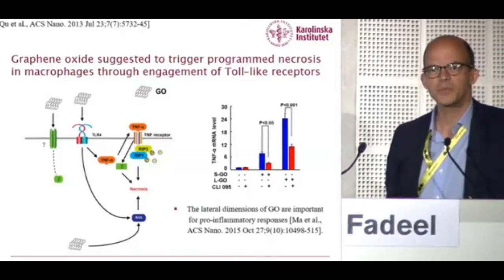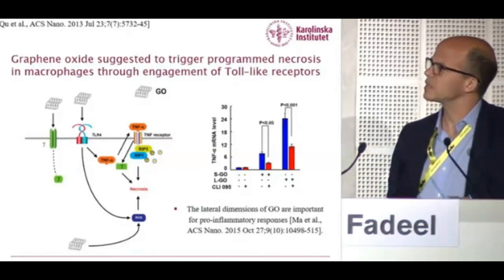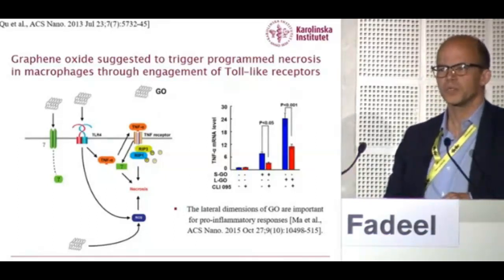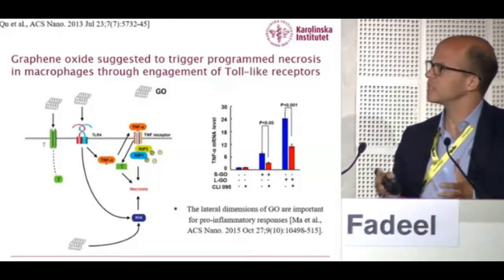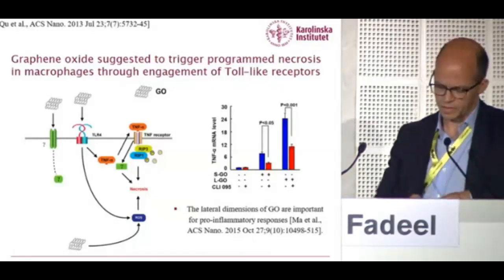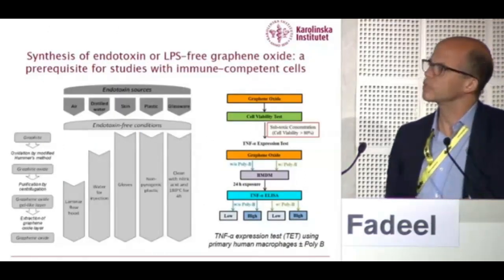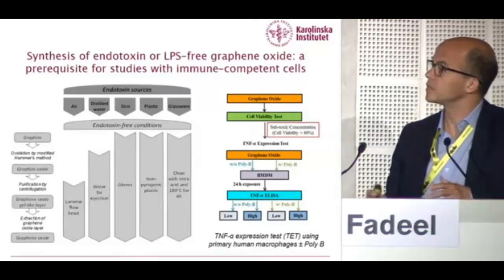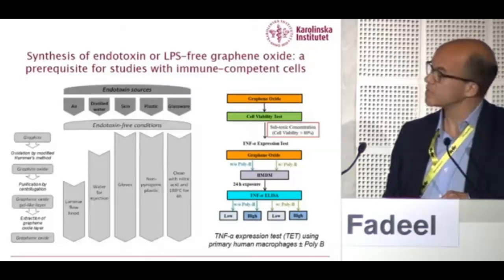Now, what I'm going to show you today is our data, which suggests that none of this is true. And I want to provide maybe a partial explanation also for this. Of course, taking into account that different cell models maybe have been used, different varieties of graphene oxide may have been used. But one key element is, of course, endotoxin contamination. And we heard a very nice presentation on this topic earlier in this session.